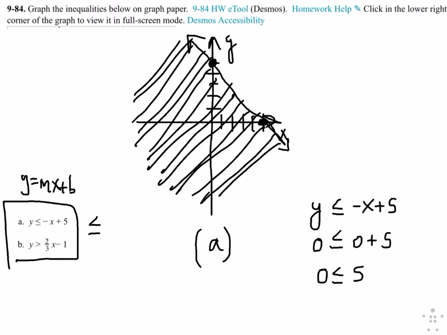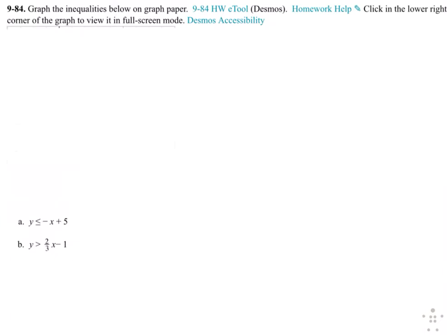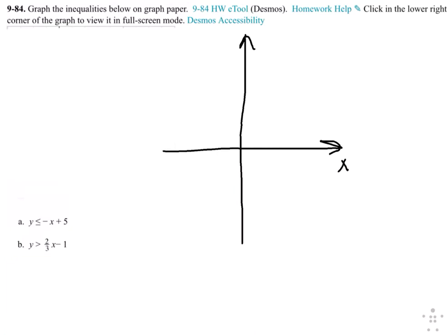Okay, let's do B. Let me make some space. So for B, let me draw the axes. Okay, and this is B, right? Okay, so for B, the y-intercept is -1. And the slope is 2/3, so that means up 1, 2, over 3, 1, 2, 3, right? And there's the next point.